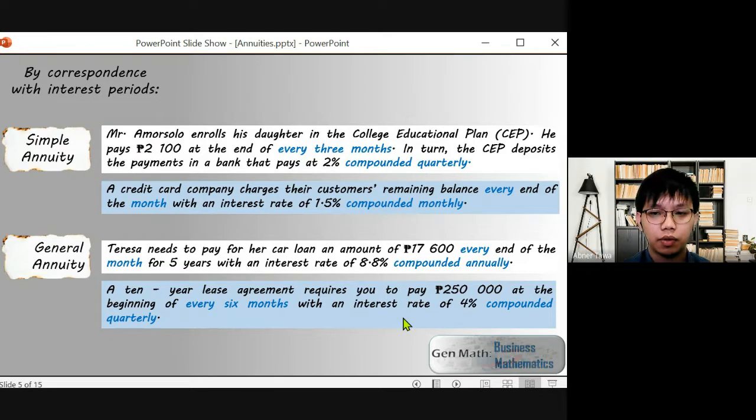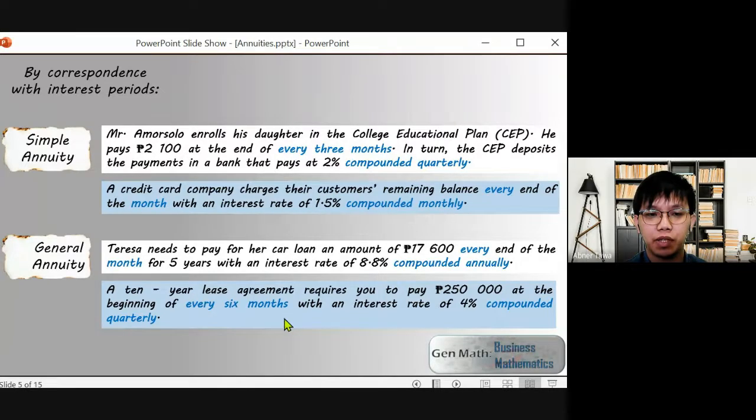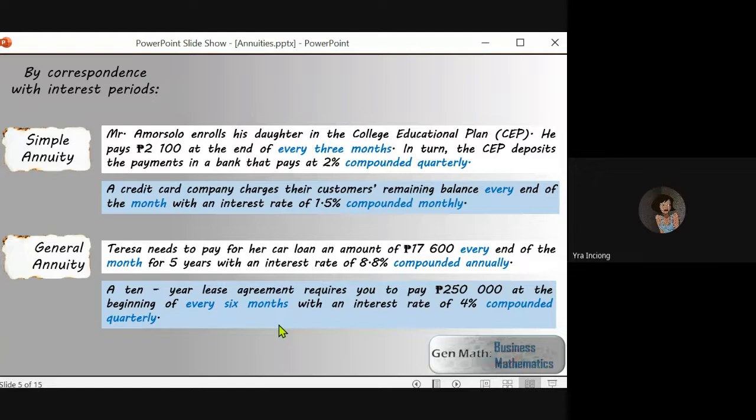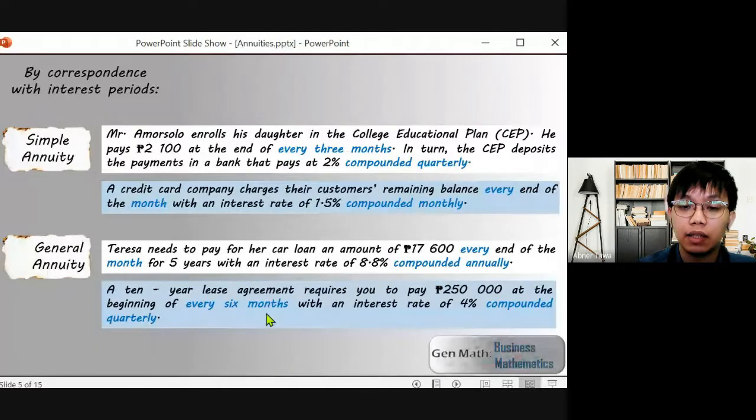Okay, thank you. Miss Ira, what is our payment interval? Every 6 months. And the interest period is? Compounded quarterly. Okay, thank you. So the payment interval is not the same as our interest period, because every 6 months is not the same as quarterly. Quarterly is every 3 months. So they are not equal. Therefore, it is general annuity.